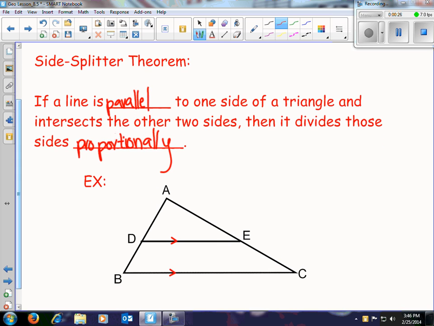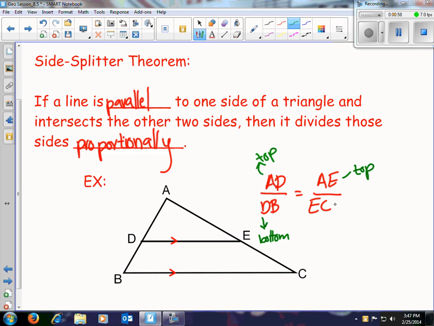For example, if I'm looking at this triangle, this line here is parallel to this line of my triangle. What this means is now I have AD over DB is equal to AE over EC. So in this case, I have top over bottom and top over bottom. Again, in order for me to say that this side and this side is proportional to this side and this side, I have to have this line parallel to this line.